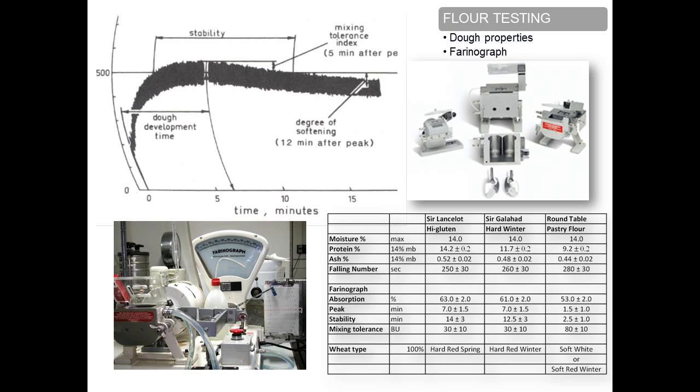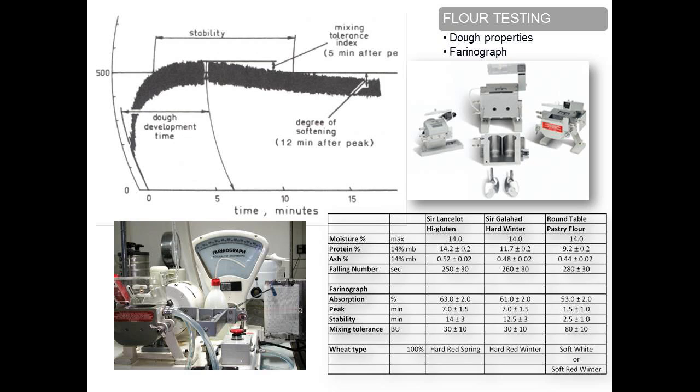But you will see that they do have specifications about how long it takes to get to the peak and how long the stability is. As you go, just to compare the Sir Lancelot high gluten to the Sir Galahad hard winter, you can see that the hard winter wheat, which would probably be a more balanced wheat for craft baking, has lower water absorption. The peak time is about the same, but there's a slightly lower stability in terms of the mixing tolerance of the hard red winter wheat.